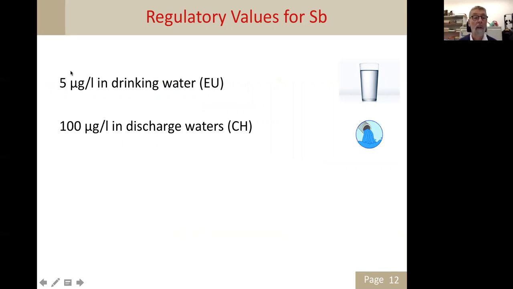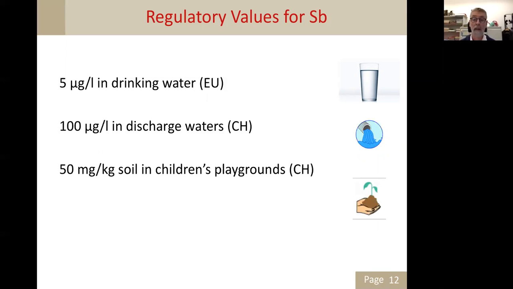There is a limit of 5 microgram per liter in drinking water by the EU. In Switzerland, the only value that relates to waters is a value of 100 microgram per liter in discharge water, so from water treatment plants or other water that is collected, rainfall runoff. It needs to be below this 100 microgram per liter antimony to fulfill the legal standard.